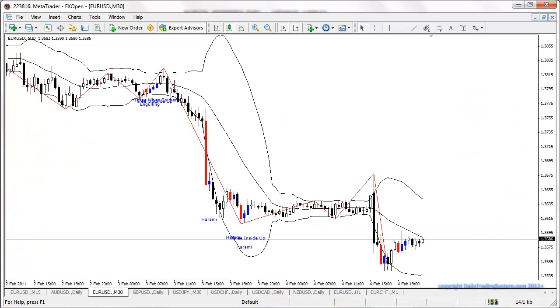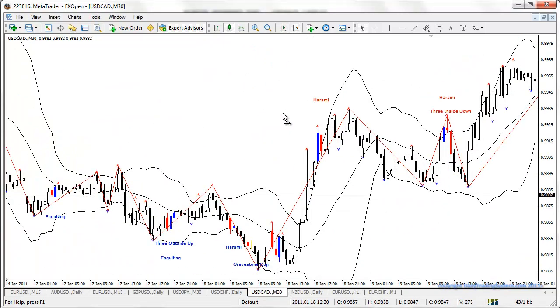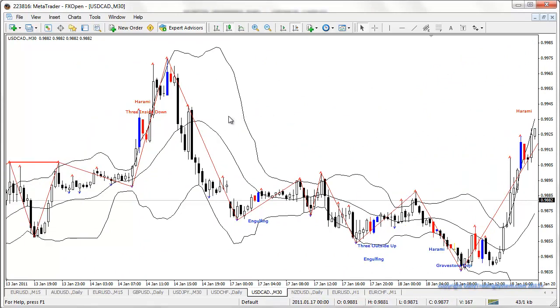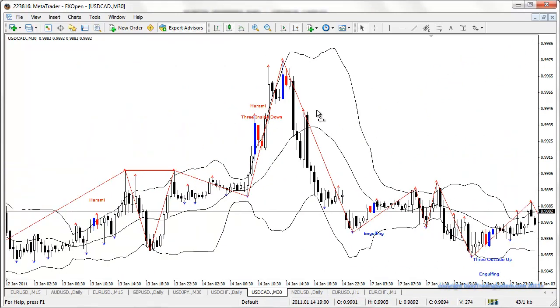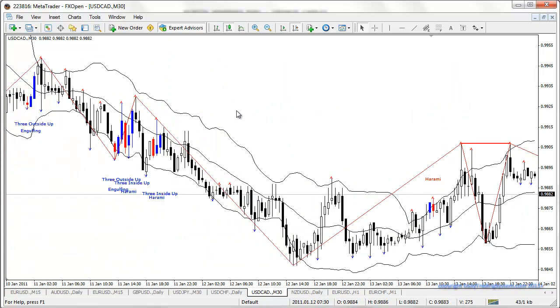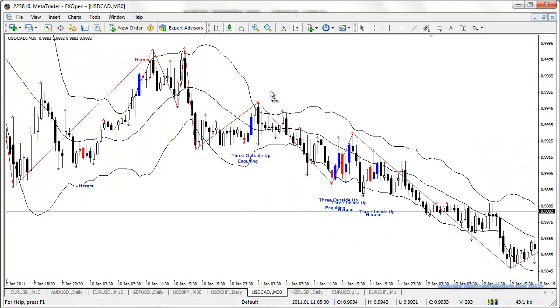Let me just pause for a moment and see if I can find some. Well, I can't really find any good examples for you. There are a couple of areas here that look similar, but they're not perfect.